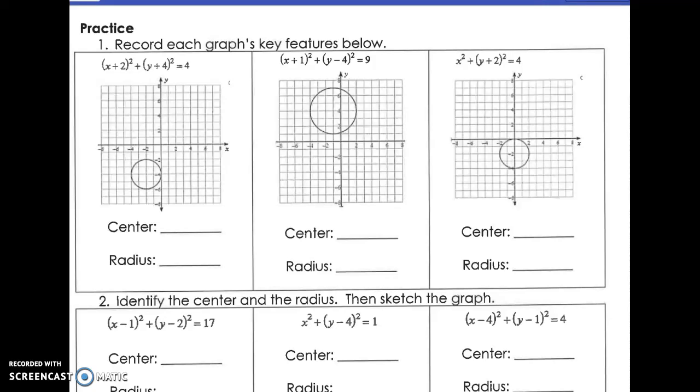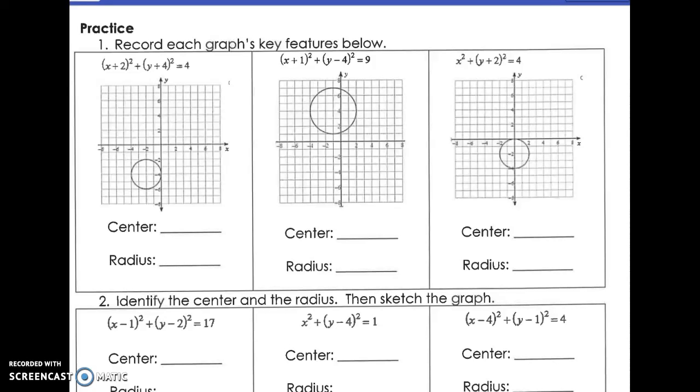All right, let's go through your homework. So here you're given the equation x squared plus y squared... (x plus 2) quantity squared, plus (y plus 4) quantity squared, equals 4. And you're shown here the graph of it.